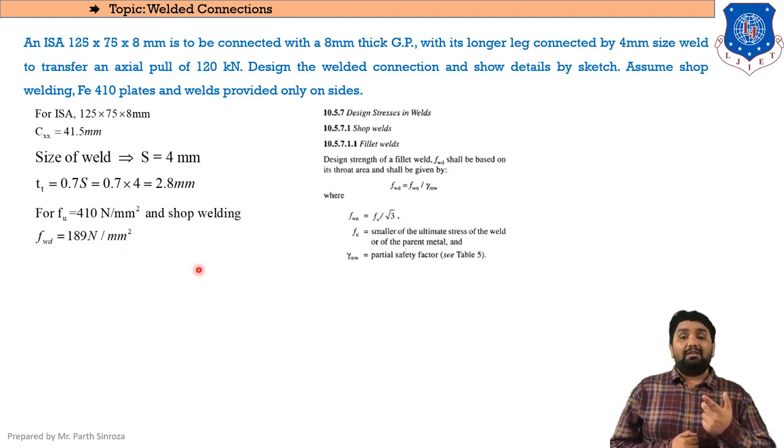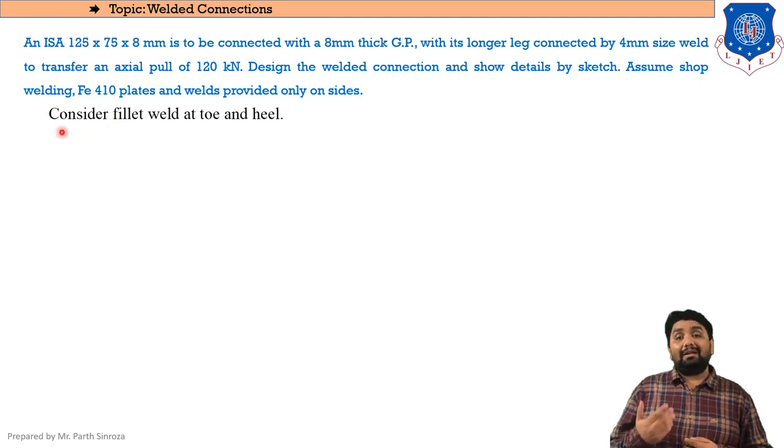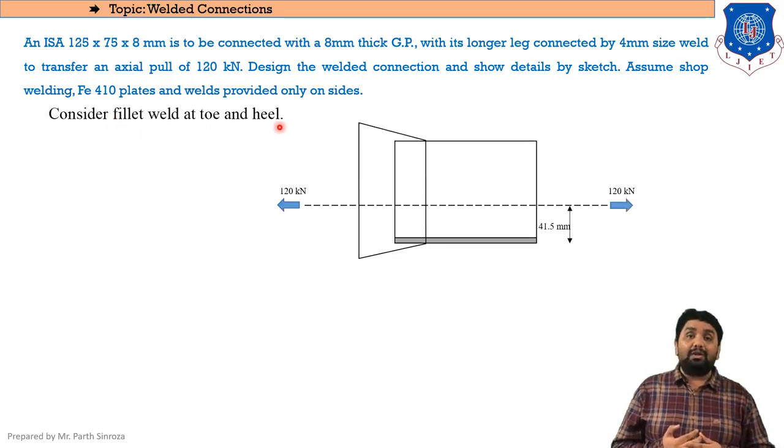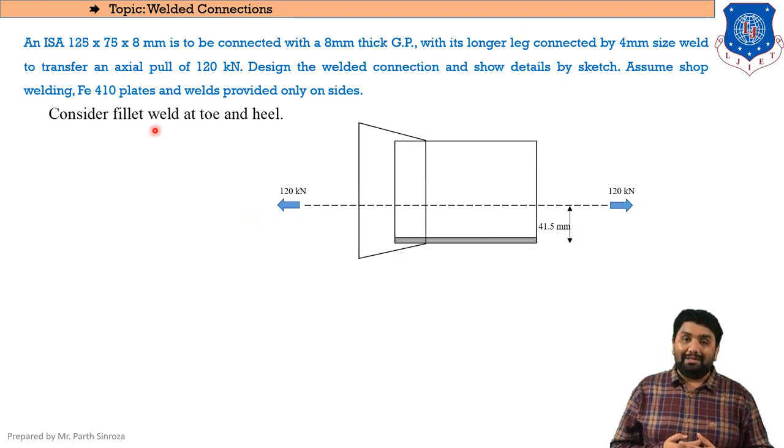Clear? So the first thing that is identified is TT, that is throat thickness. The second thing to be identified is FWD, that is our stress. Clear? Moving forward, we will be finding the length of weld, and for that we need to consider fillet weld. Here in the question it is not mentioned which type of weld to use, so we are using fillet weld in this case.